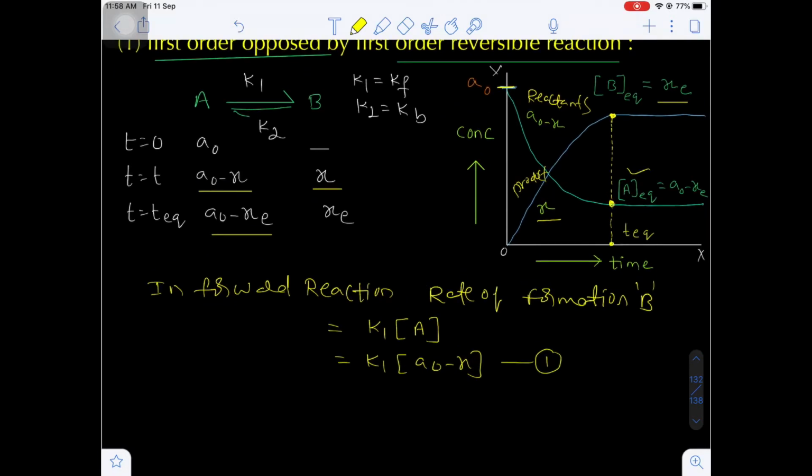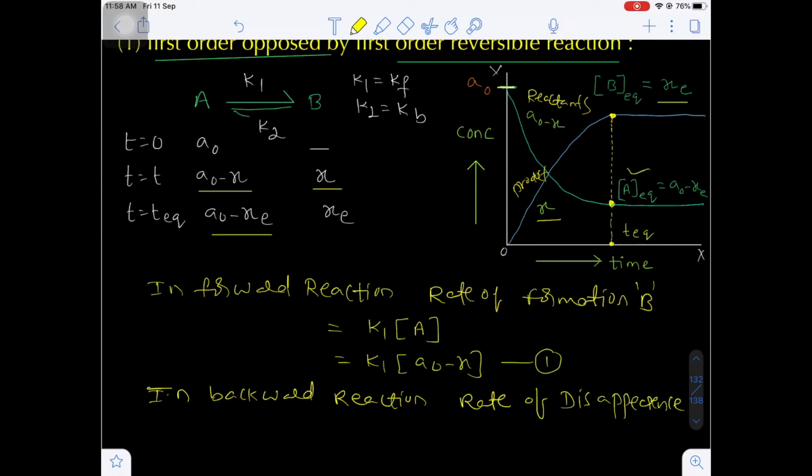Now this is a reversible reaction. After a certain time interval t, the formed B will decompose to give the reactant A. That means B can also disappear to give A, in the backward direction. In the backward reaction, what happens? The compound B undergoes disappearance or decomposition. So in the backward reaction, what will be the rate of disappearance?